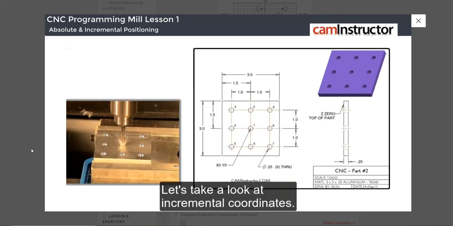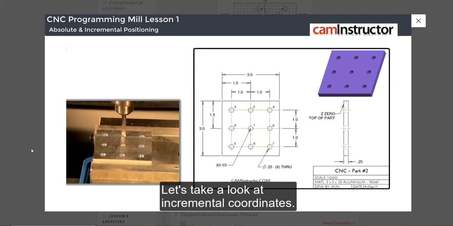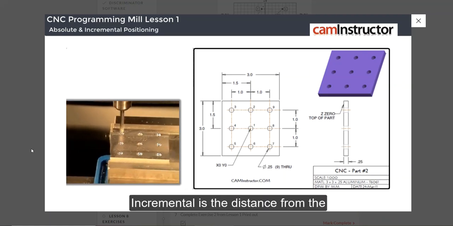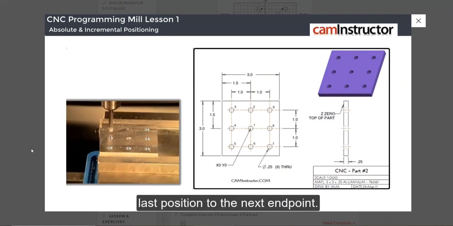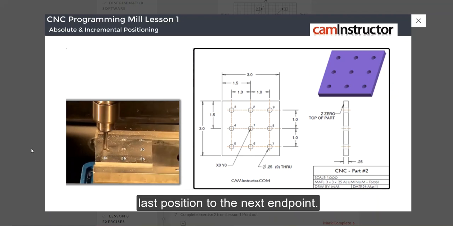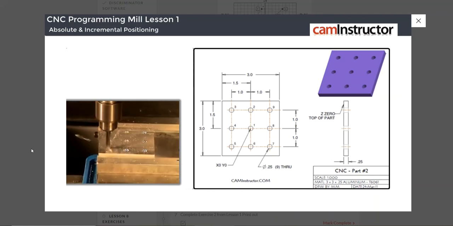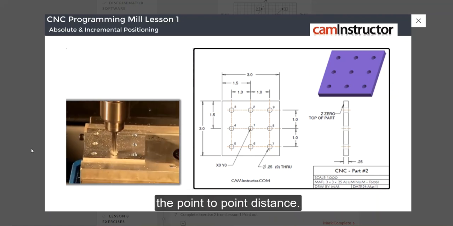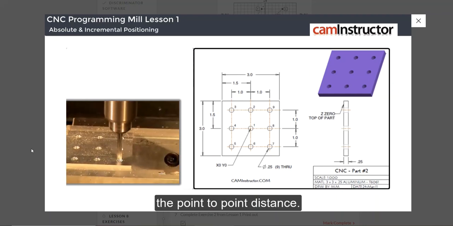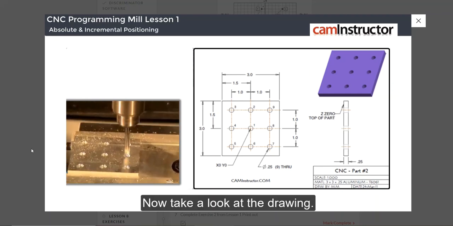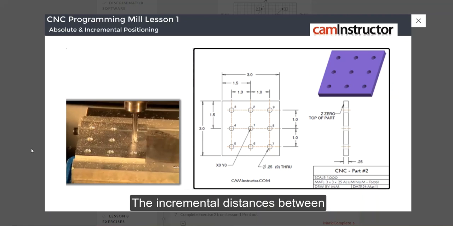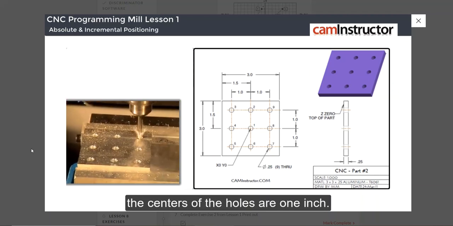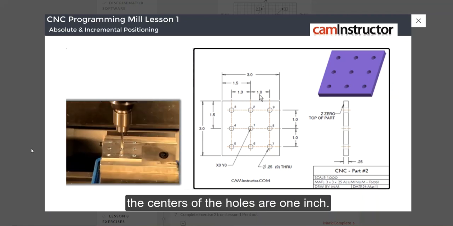Let's take a look at incremental coordinates. Incremental is the distance from the last position to the next endpoint. What we are doing is working out the point-to-point distance. Now take a look at the drawing. The incremental distances between the centers of the holes are 1 inch.